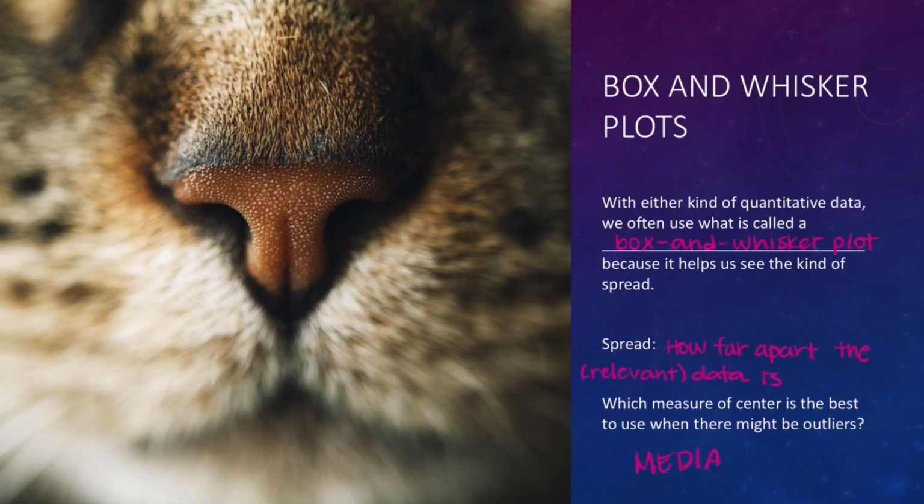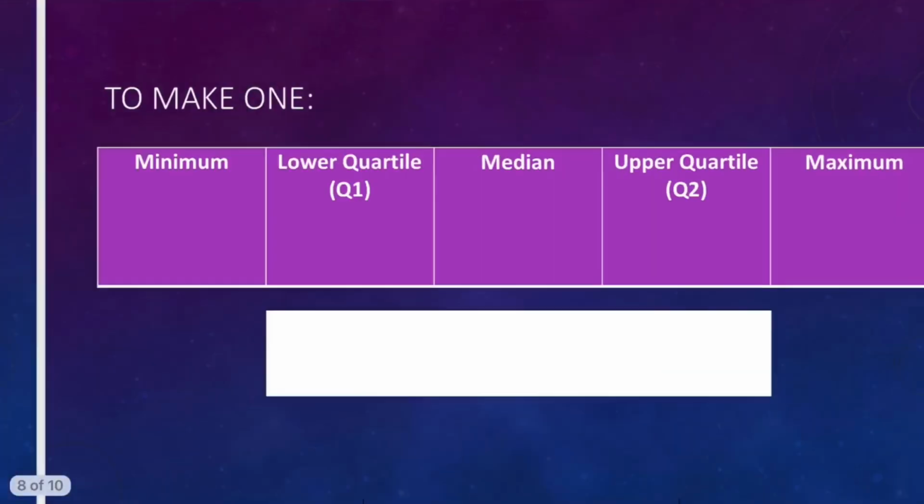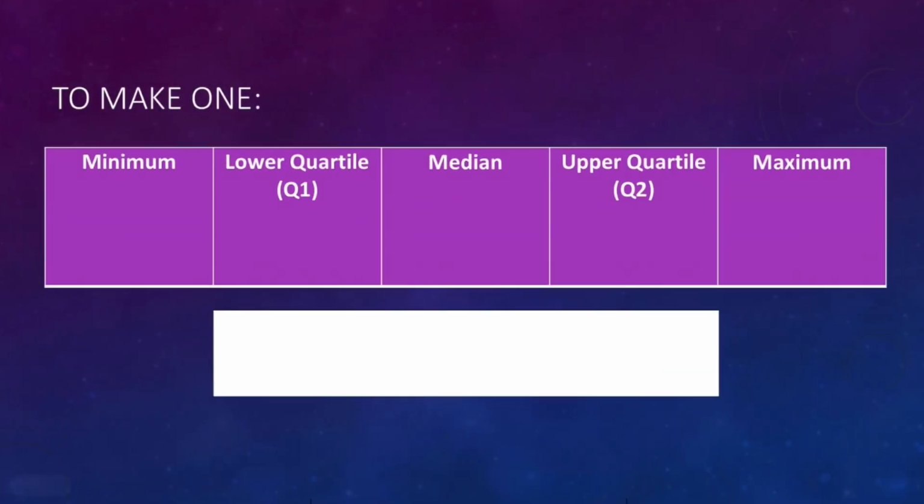The median is the best when you might have outliers because it's not as affected. Like the middle number will stay the middle number even if the last number is like 100 versus like 10 million because it's just by the amount of numbers. So to make a Box-and-Whisker plot using the median, you would have to first find that middle number.